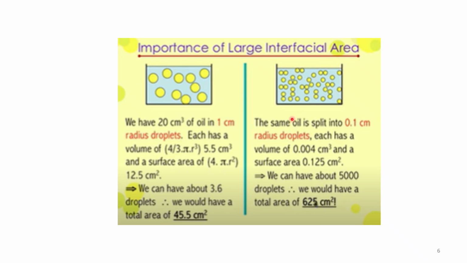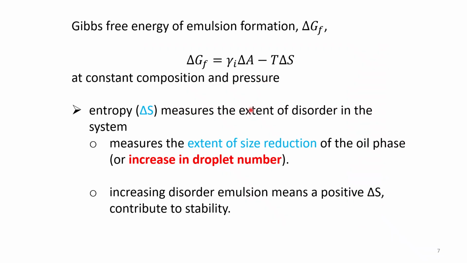This massive increase in the area is why this system requires so much energy to maintain if they form smaller droplet sizes like the dispersed phase in the emulsion. The thermodynamics of this process are controlled by the equation delta G equals gamma, which is the surface tension, multiplied by the change of the surface area, minus the temperature of the system multiplied by the change of the entropy, delta S. So delta S measures the disorder in the system. As we reduce the size of the oil phase and increase the number of droplets, the disorder increases, so delta S will be a positive value, which actually contributes slightly to the stability of the system.